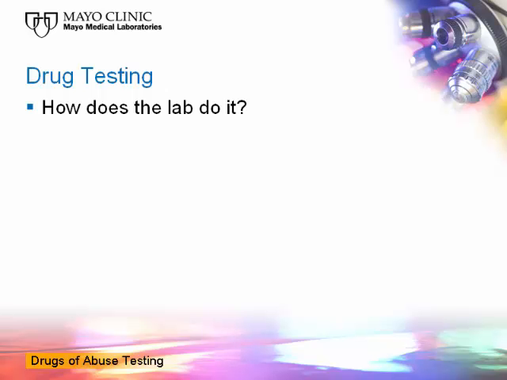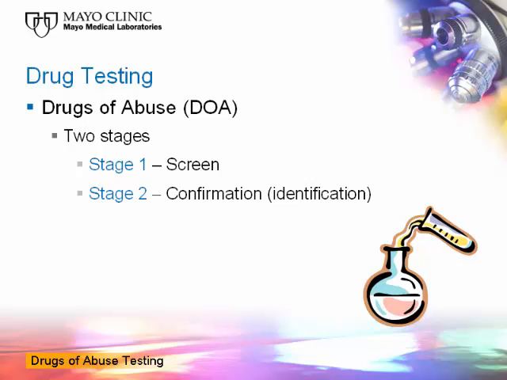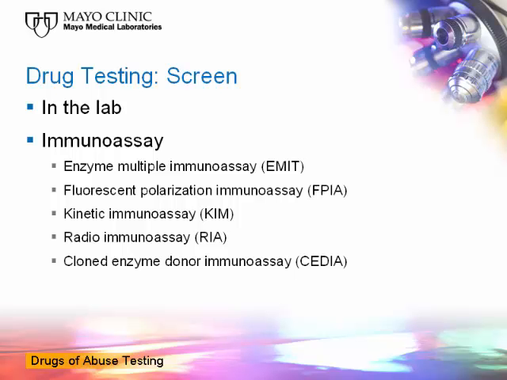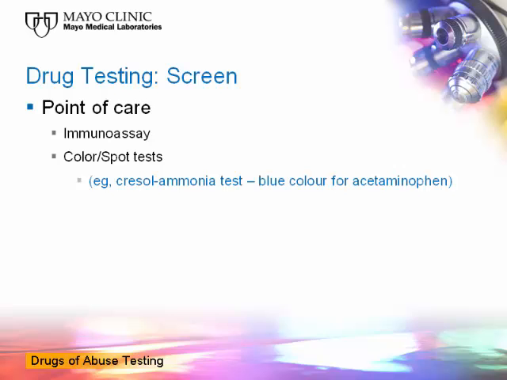So how do we do it in the lab? Well, we basically do it in 2 stages. We have stage 1, which we call a screening procedure, and stage 2, which is confirmation, which can also be called an identification step. In the screening step, if it's done in the laboratory, it's commonly an immunoassay. And here are some common methods that we use to detect them. The actual mechanism of these assays will not be discussed in this presentation. However, there are also point-of-care devices. Again, some of them are immunoassay-based, but some of them are color-based. In other words, you add 2 chemicals together, for example, and get a blue color as the test for acetaminophen.